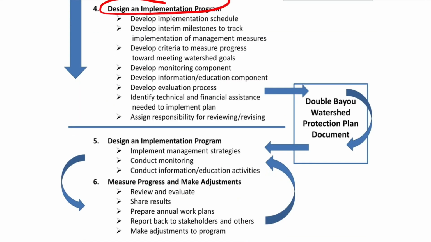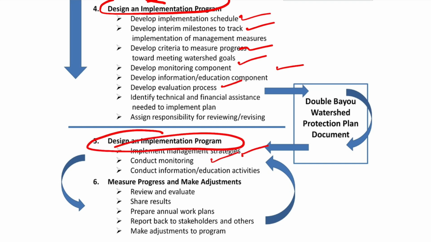Then design and implement the program, like develop implementation schedule, develop interim milestone tracking, develop criteria to measure progress, develop monitoring component, develop information education component, develop evaluation process. Then implement management strategy, conduct monitoring, conduct information education, measure progress, make adjustments, review and evaluate those projects from time to time. Then share results, prepare annual work plan. So whatever project we are developing, we have to review those projects, right? Then make adjustments to the program. If there is any need, then we have to make some adjustment in that program.